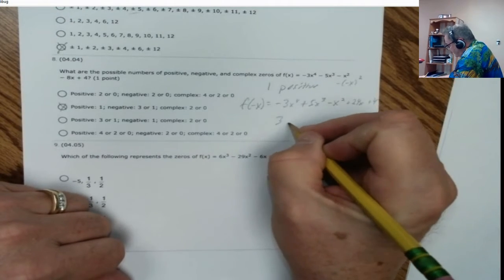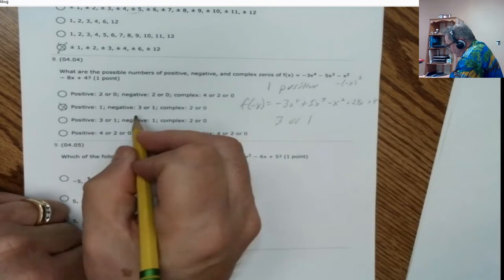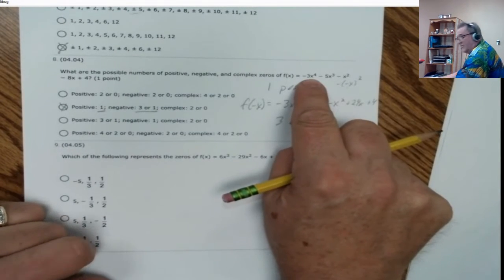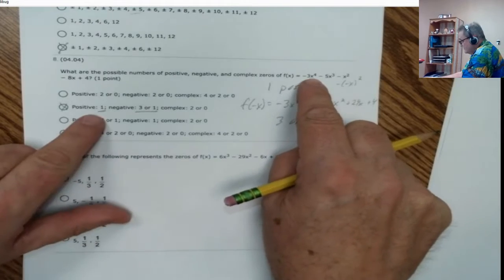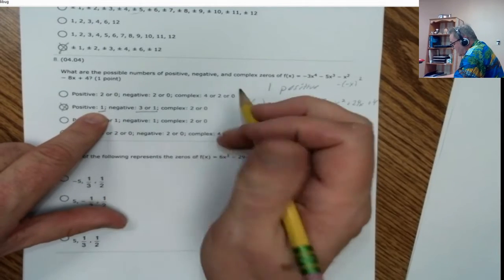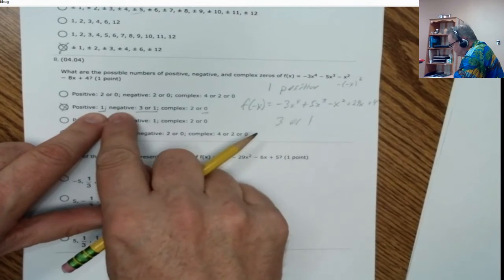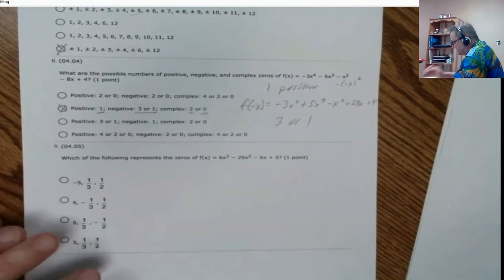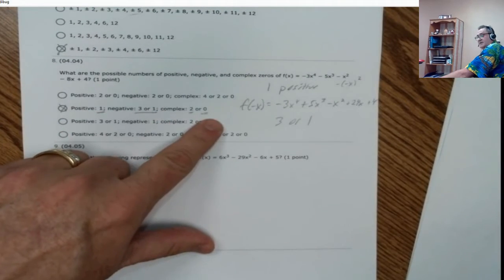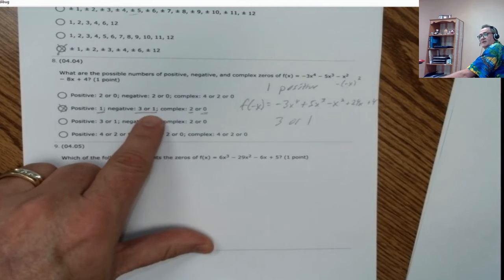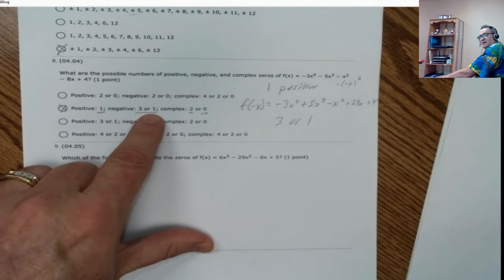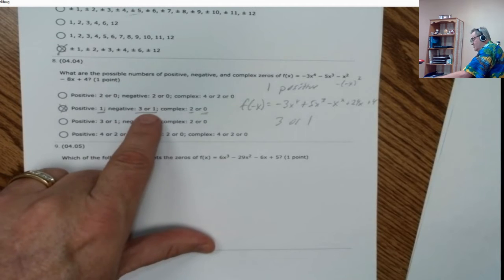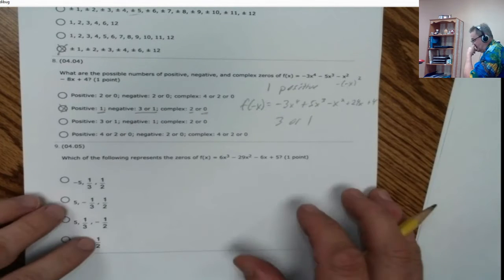So that means negative is 3 or 1. We know there's 4 total. Right? So if there's 1 positive and 3 negative, that means there's 0 complex. If there's 1 positive and 1 negative, that means there's 2. So that is the right answer. Complex is either 2 or 0. It basically depends on negative. There's definitely 1 positive. The negative is either going to be 3 or 1. So the complex is either going to be 2 or 0, depending on how many negative roots there are.